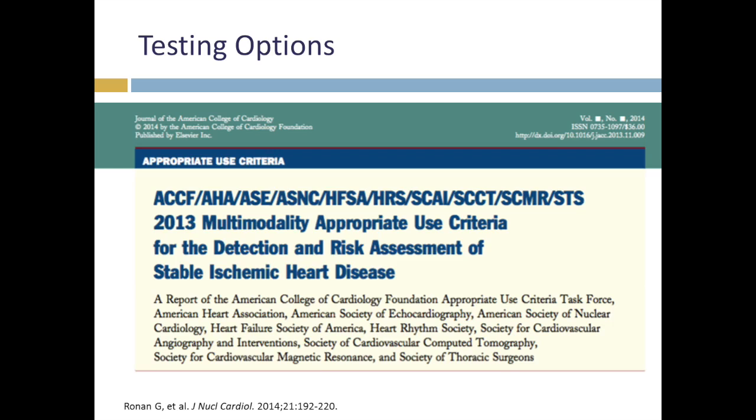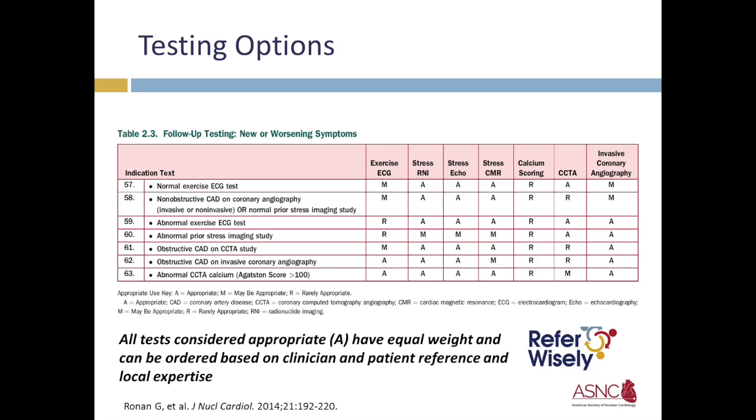In 2013, the American College of Cardiology, the American Heart Association, and multiple subspecialty societies, including the American Society of Nuclear Cardiology, published the 2013 Multimodality Appropriate Use Criteria for the detection and risk assessment of stable ischemic heart disease. As you can see here on the next slide, this table demonstrates a variety of clinical scenarios based on previous testing results and symptoms, and options on which tests may be carried out based on their level of appropriateness. A represents appropriate, M represents may be appropriate, and R represents rarely appropriate.